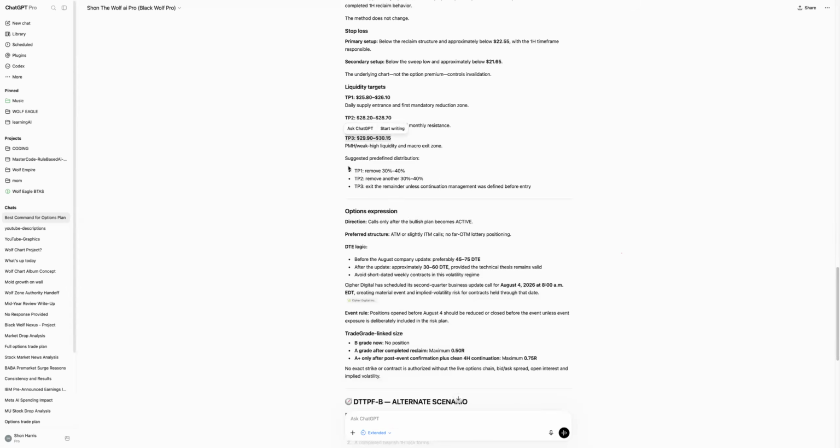And so the suggested predefined distribution at take profit one is telling you to go ahead and trim 30 to 40%. Take profit two, trim it, and then leave yourself a runner. You know what I'm saying? It's telling you to trim as you're hitting your profits.